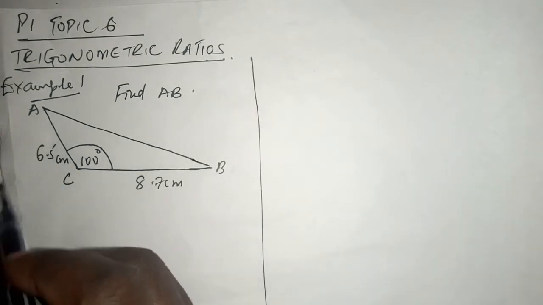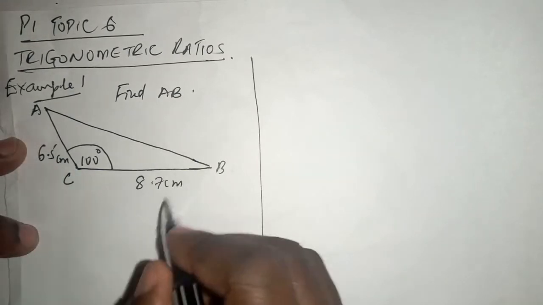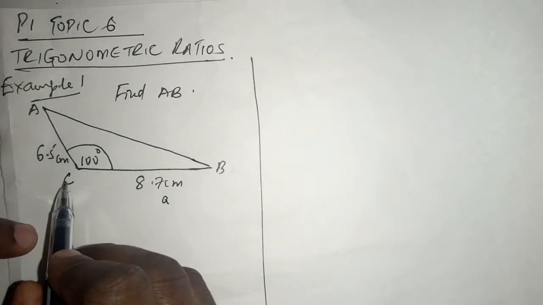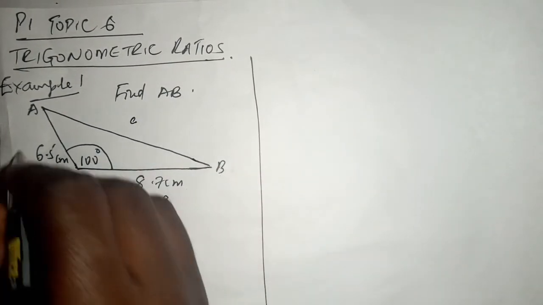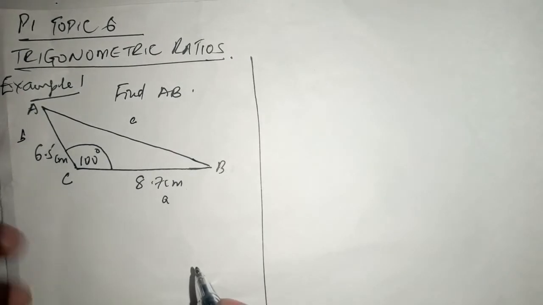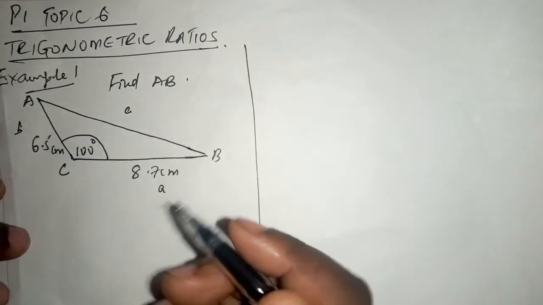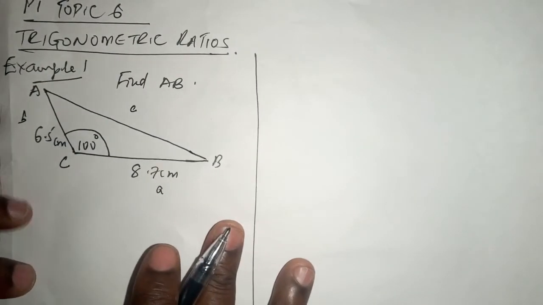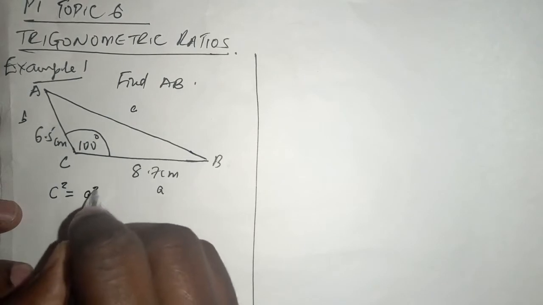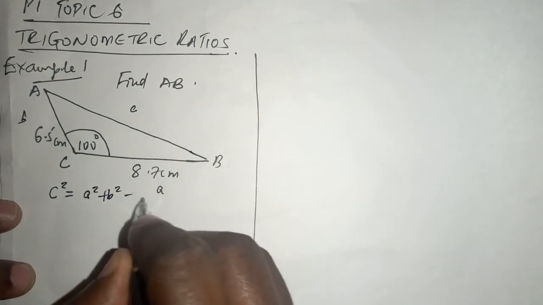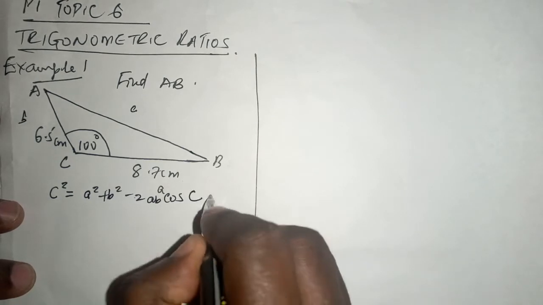Before we can go far, it is important to note that with this vertex, this is side A. When we have C here, this is small c. And when you have B here, this is small b. According to what we've learned, the cosine rule has it that c squared is equal to a squared plus b squared minus 2ab cosine of angle C.